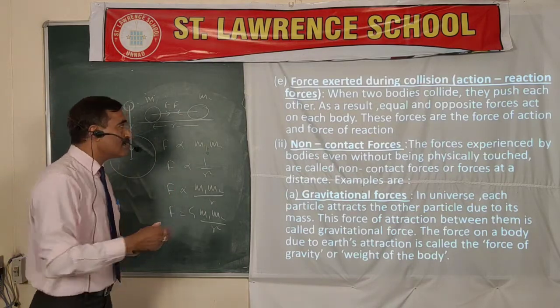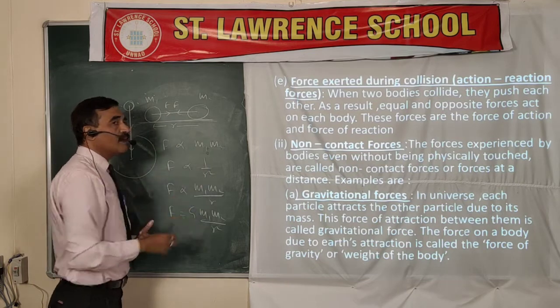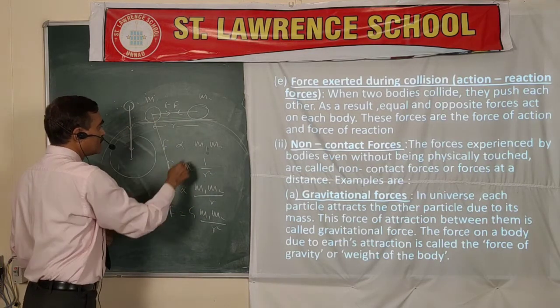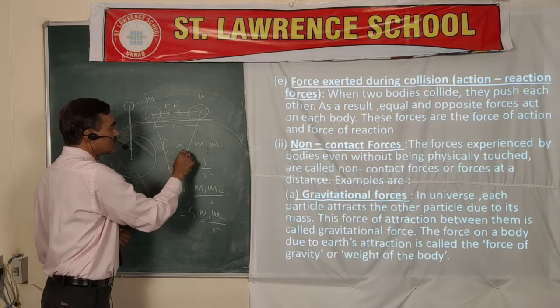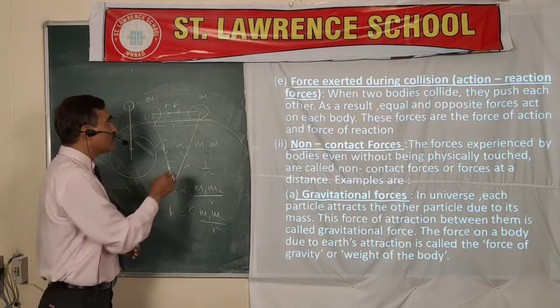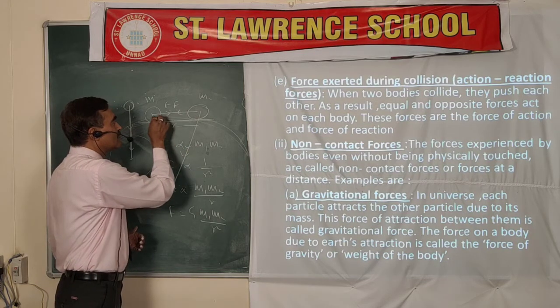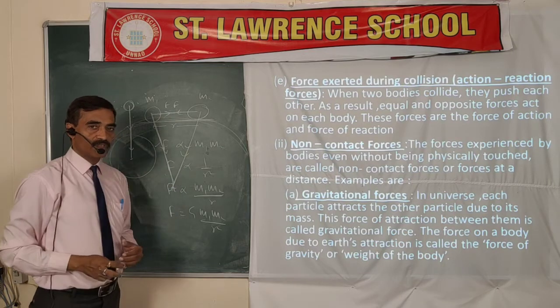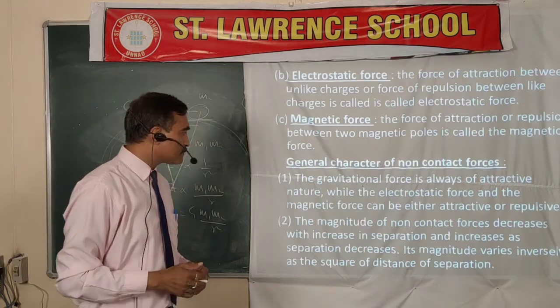So the answer is that because they are placed on the earth, and earth is a very huge body, they are attracted towards the center of earth with a certain force, and this force is very much stronger than these forces, and that's why the body cannot move, because they are attracted towards the center of earth. This is the reason for that.